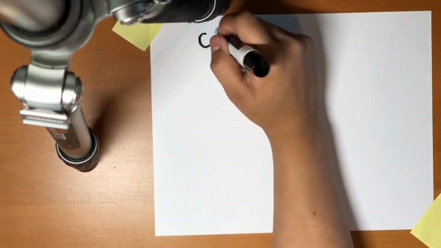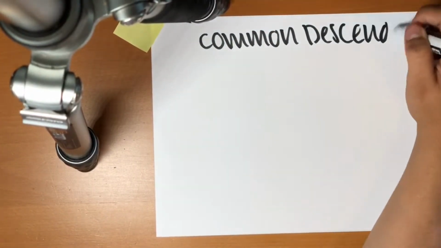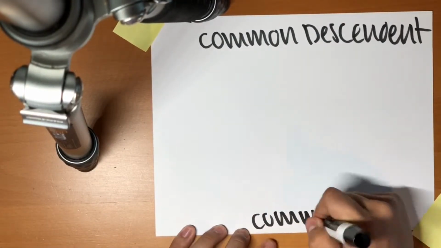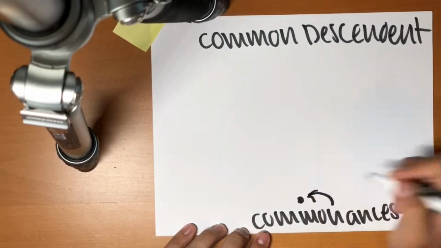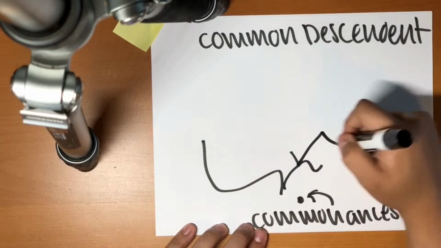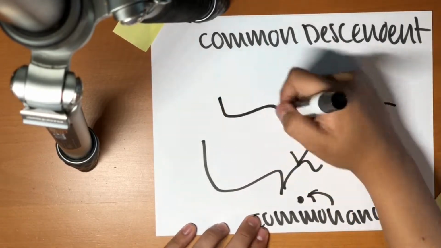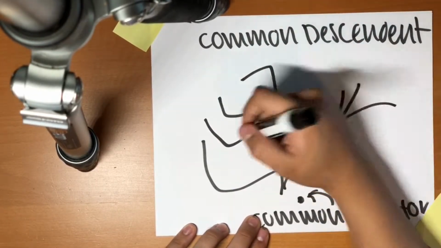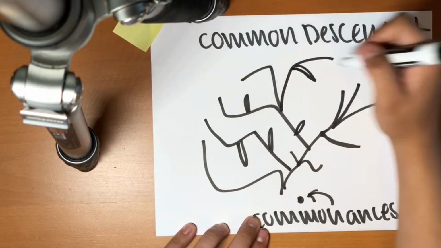Common descent is the idea that all life on Earth is related. We descend from a common ancestor. Through the gradual process of descent with modification over many generations, a single original species is thought to have given rise to all of them today.